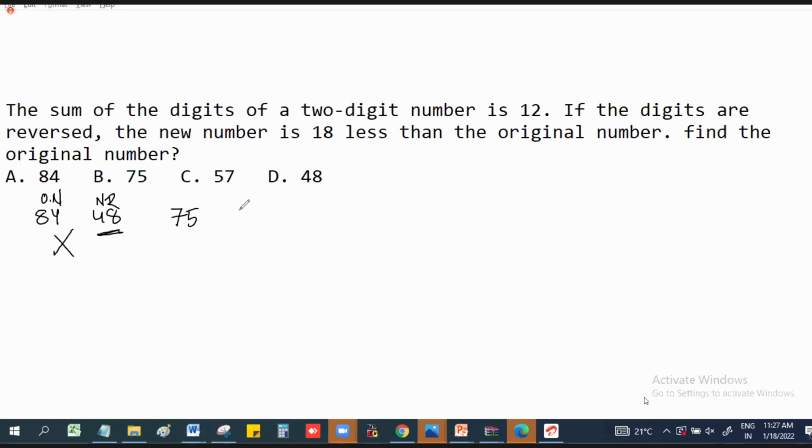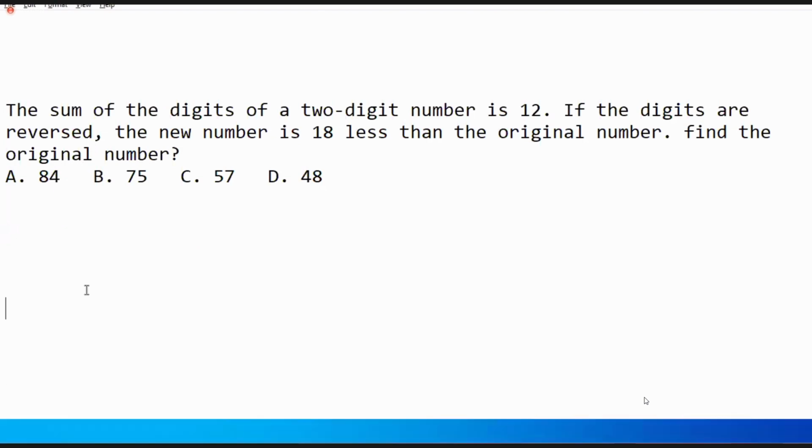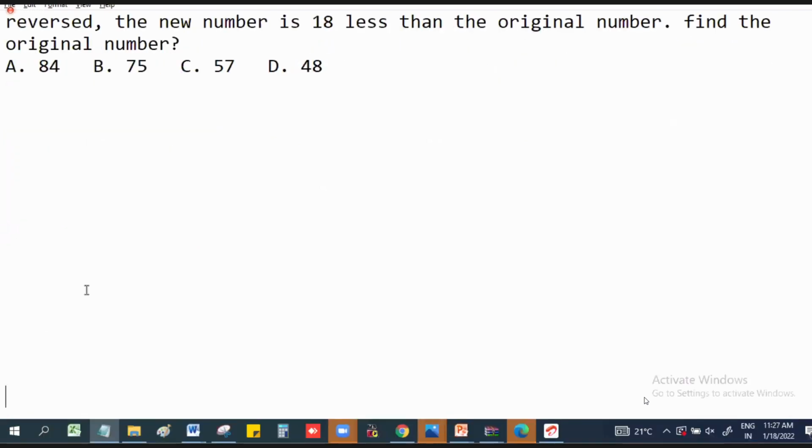75. The reverse number is 57. Is 57 18 less than 75? Yes. So then your answer is B. That's it. Don't waste your time. He is asking what the original number is. If he were asking for the new number, your answer would be 57. He is asking the original number. The original number is 75. 75 minus 18 is 57.